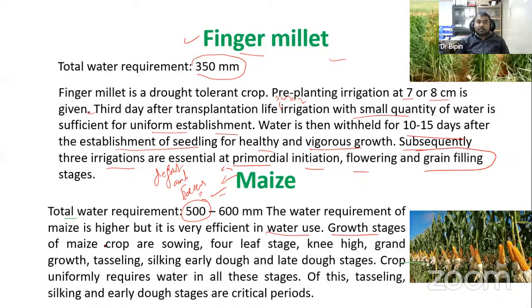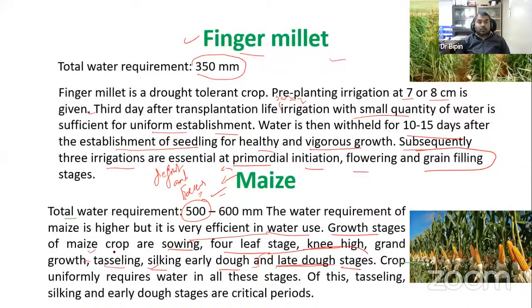Growth stages of the maize crop are sowing, 4-leaf stage, knee-high stage, and grand growth, tasseling, silking, early dough, late dough stage. These are some of the stages. But apart from that, you can see here the reproductive stage starts when tasseling and silking start. These are some of the vegetative phases, and after that silking and dough. This is late dough. So after dough stage, it is again not much sensitive.